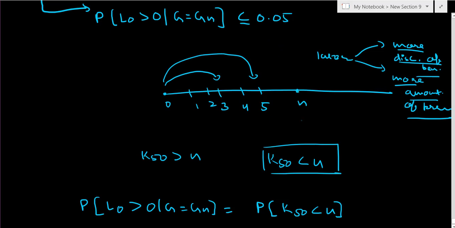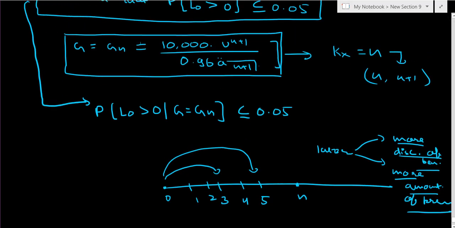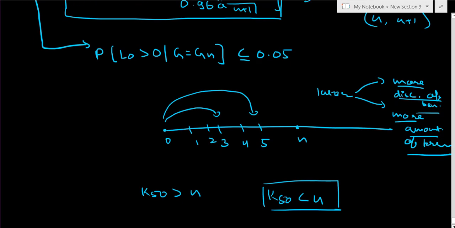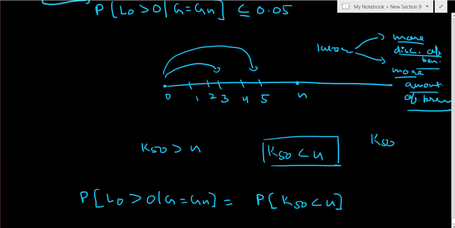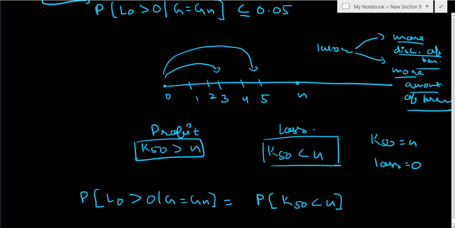If this person dies at time n, and we have determined the premium using time n, there would be a zero probability, zero loss at time n. So at time n we have got a zero loss. If k50 is equal to n, then loss is equal to 0. If k50 is greater than n, then there would be a profit, and if k50 is less than n, then only there will be a loss. So that's how you analyze it, what circumstances lead to what.